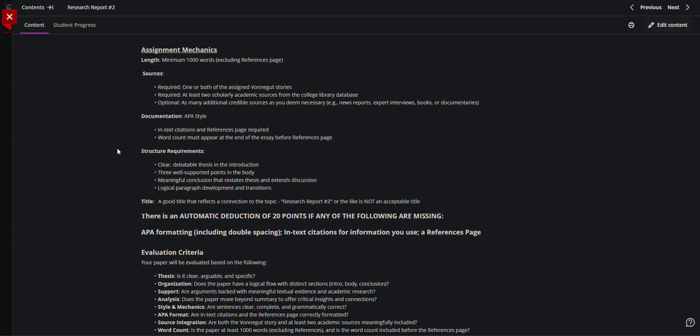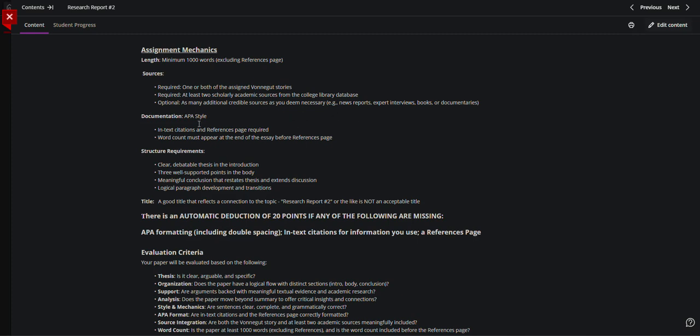So again, 1,000 words. One of the prompts, you have to use one of the Vonnegut stories at least, 2 scholarly sources, and after you have your scholarly sources, then you can use any other credible sources that you deem necessary. In other words, popular media sources. But popular media sources cannot be your sole sources.